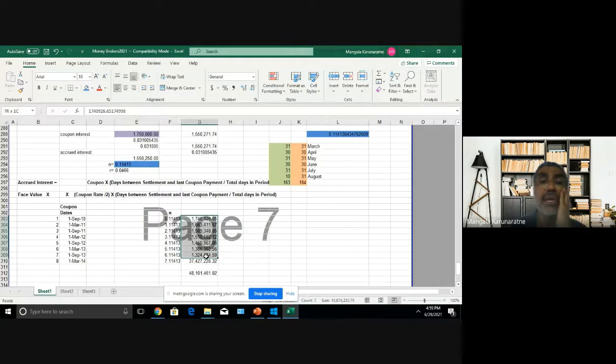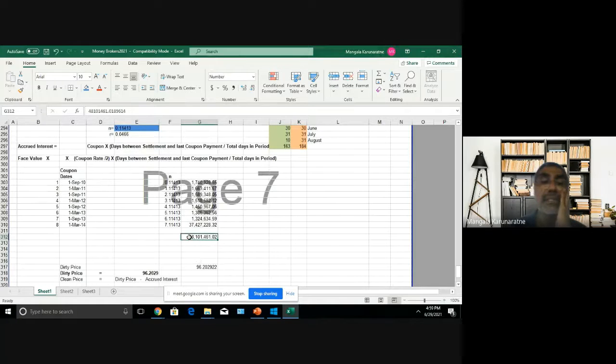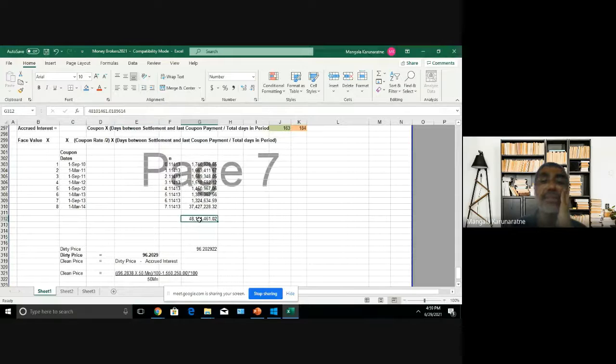So the cash flow values are here, right? And this is the dirty price of the bond. Actually, in this calculation, you straight away get the purchase consideration, the consideration for the trade. So this is the consideration. The seller will get this amount, the buyer will have to pay this amount, and the price is 96.2029. How did I get this?